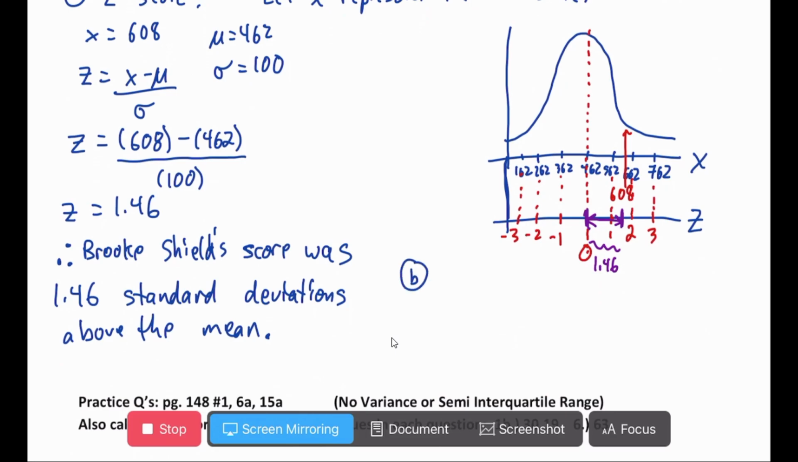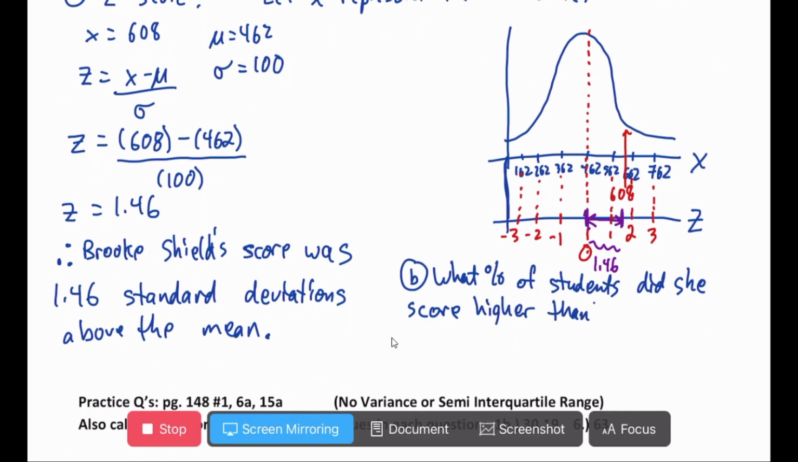For question B, we're going to consider what percent of students did she score higher than? We're going to revisit the idea of normal and what the area under the curve means in a little bit. But for now, we're just going to go ahead and use that idea, and then we'll explain it more later.